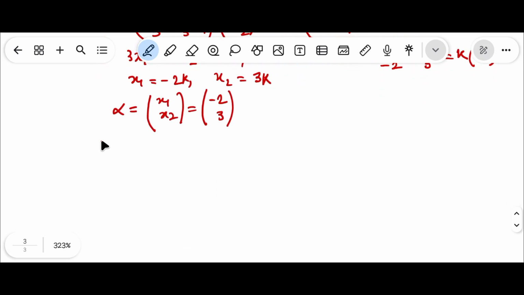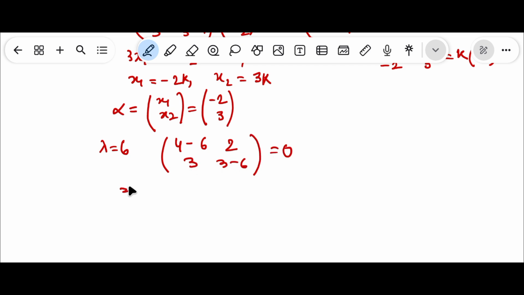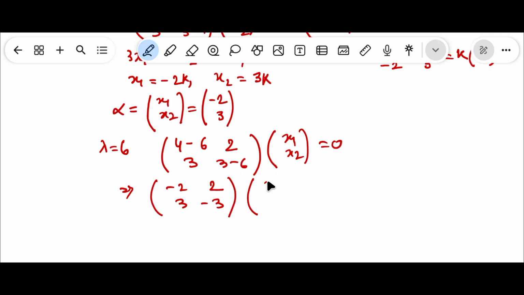Now let us do the same process for lambda equals 6. So this time it is 4 minus 6, 2, then 3 minus 6 equals 0. Therefore minus 2 2 3 minus 3, sorry, this into alpha, so into x1 x2, that equals 0.